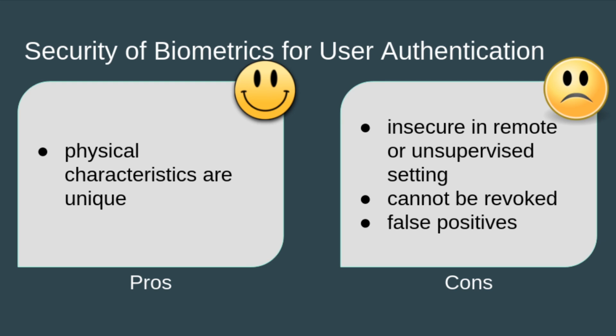Okay, so when we're talking about the security of biometrics for user authentication, it turns out that biometrics are not secure for use in remote or unsupervised settings, even though we do see them used that way. It's also the case that they cannot be revoked easily, right? And so once compromised, there's not much you can do. You don't have a lot of different fingerprints you can use. Maybe you can use one of your other fingerprints, but eventually you run out of fingerprints. And there is also the issue of false positives that can occur, which will weaken security.